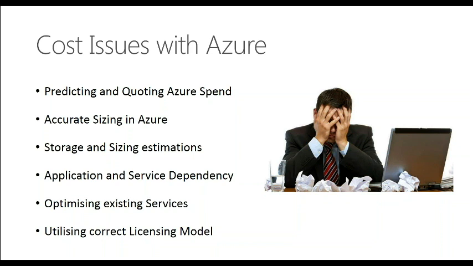Finally, with any kind of migration, identifying the application and service dependency is always an overlooked task. When we migrate, we want to know what relies on what, so we know what to migrate and in what order. There's no point in migrating the SQL server for an application, but not the application server. It just doesn't make sense. The performance degradation would make Azure not worth it.